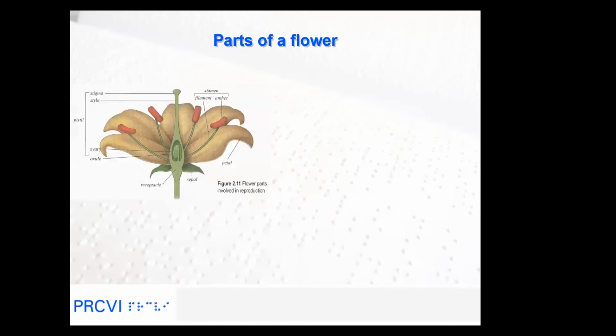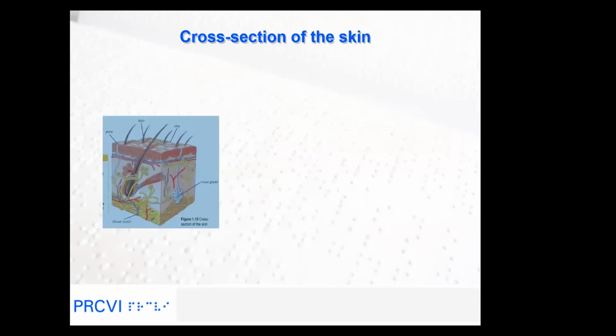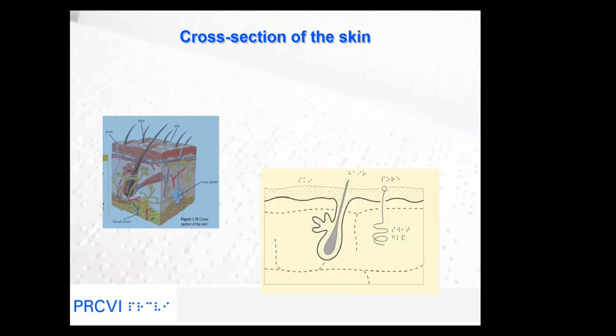Let's look at some examples of print graphics and how they are simplified. Facts or data included in a tactile graphic should be selected based on the purpose of the graphic and what the reader is expected to gain from the graphic. In this picture, the diagram is simplified by not drawing all the petals and stamens. In this cross-section of skin diagram, the 3D image is changed to a 2D image. Only the parts labeled in print are shown.